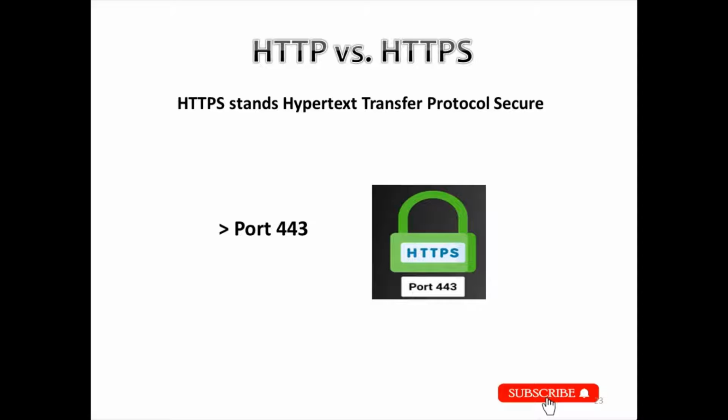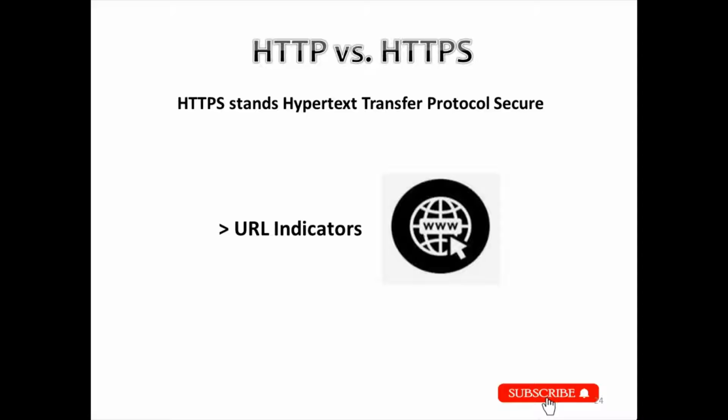Then HTTPS has URL indicators as well. When a website uses HTTPS, its URL typically begins with https colon double forward slash instead of http colon double forward slash. Modern browsers often display a padlock symbol in the address bar to indicate a secure connection. This helps users easily identify whether a website is using HTTPS or not.